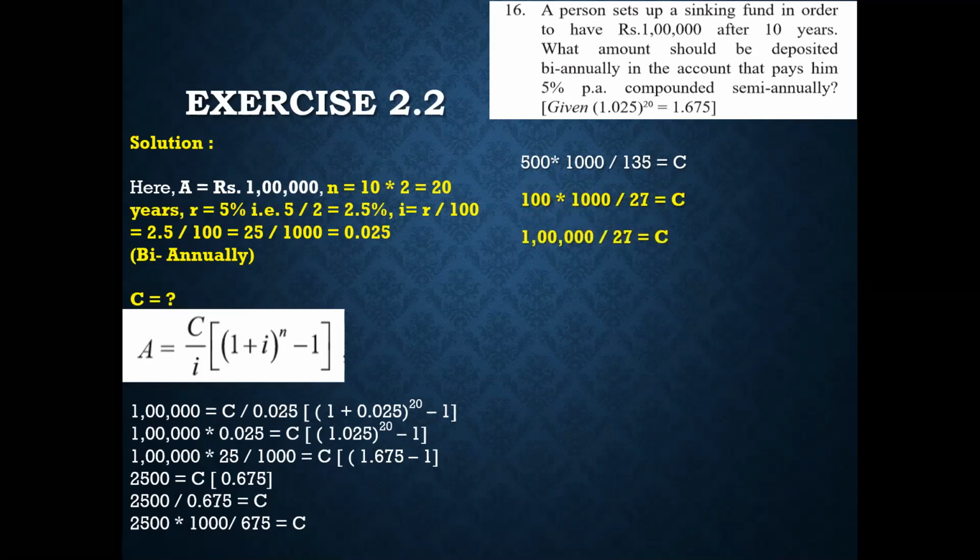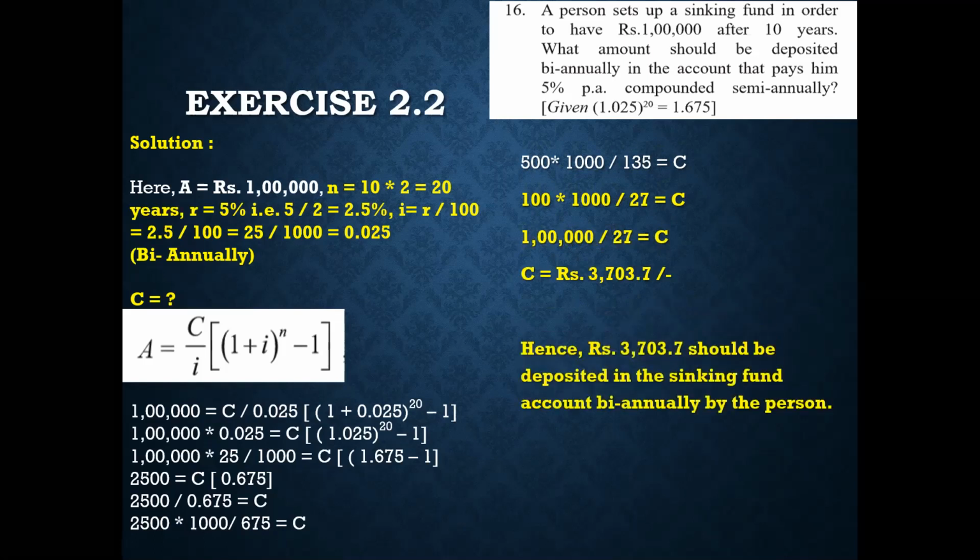So 1 lakh divided by 27, which gives you 3,703.7 rupees. So this much amount should be deposited in the sinking fund account biannually by the person. So class, with this sums on immediate annuity is over.